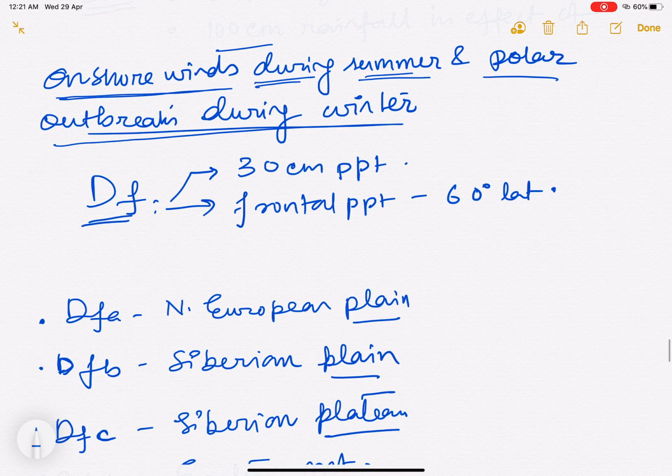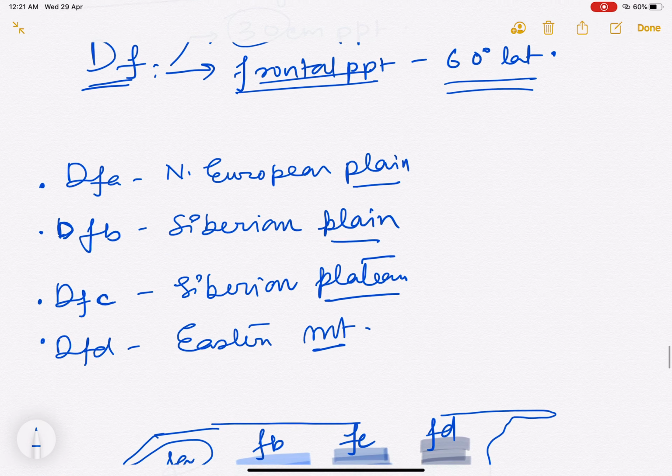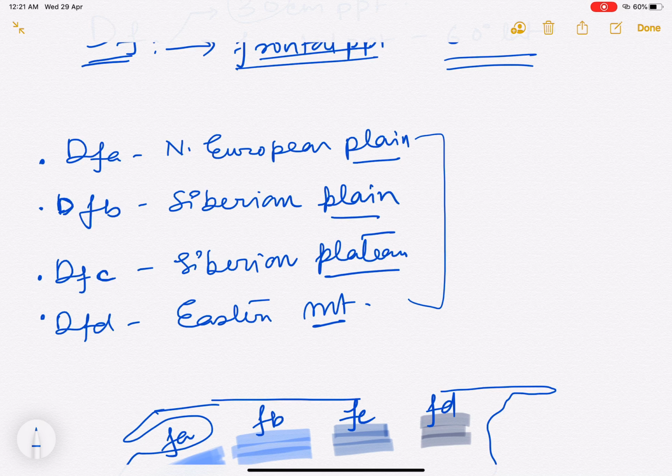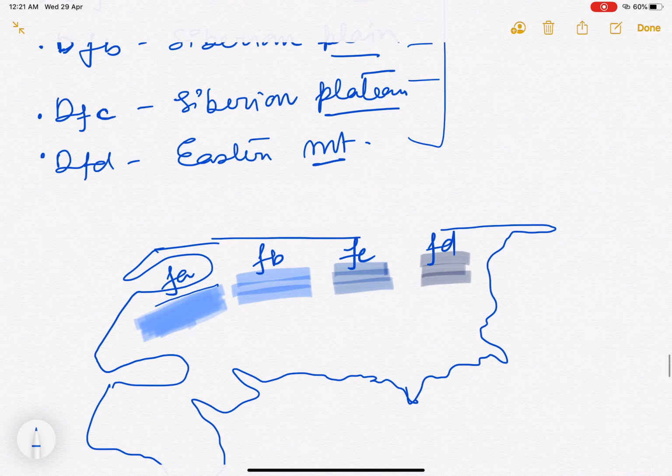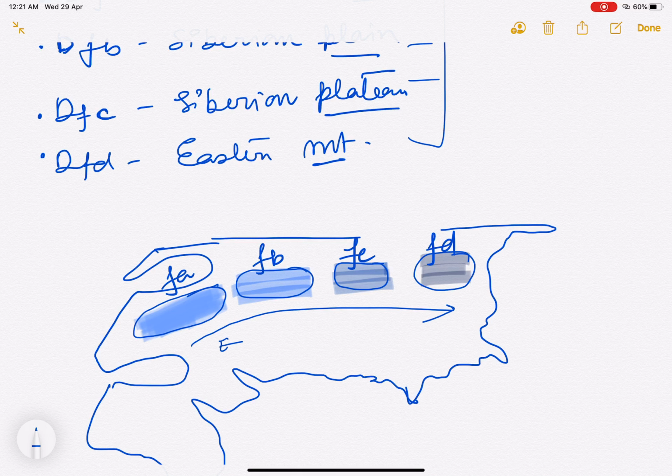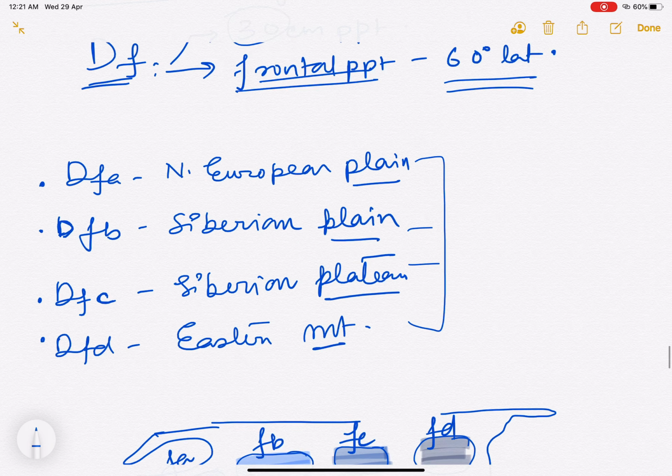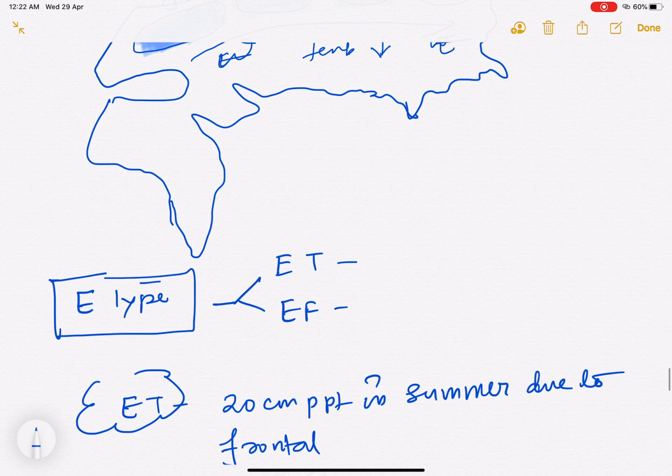Next, we have the DF type of the climate with 30 centimeter of precipitation and frontal precipitation of 60-degree latitude. Again, the DF type of the climate is divided into four types. This is your European plain, this is your Siberian plain, this is your Siberian plateau, and this is your Siberian mountain. Means as we go from the west to east, the temperature decreases. You do not need to write anything, just simply this writing is enough. And please wait till the last, and I'll show you a short trick.